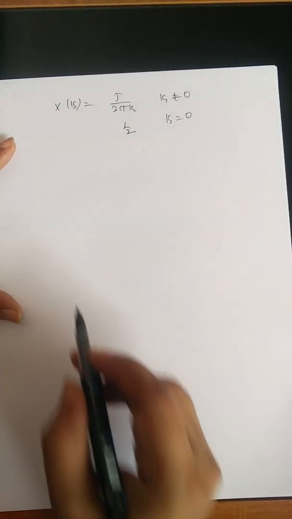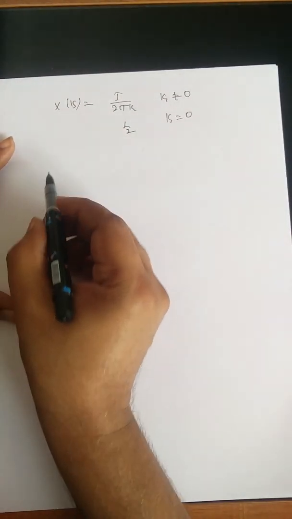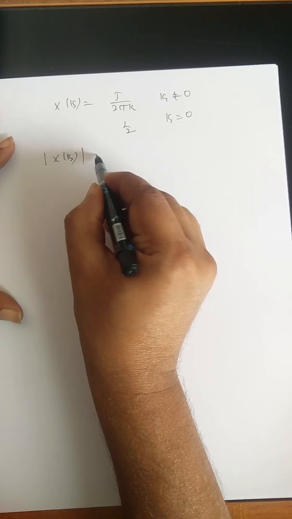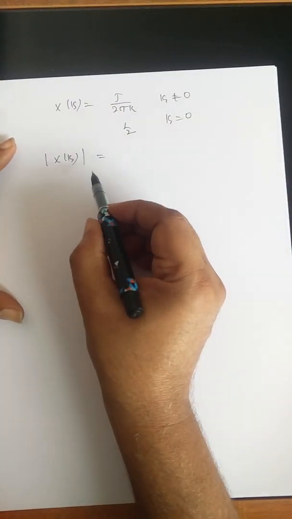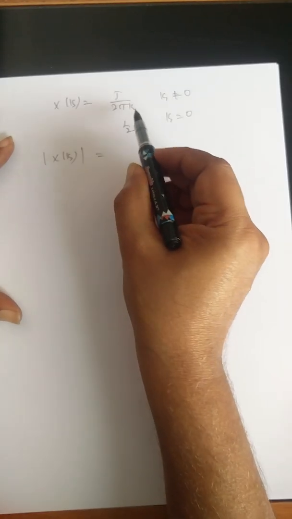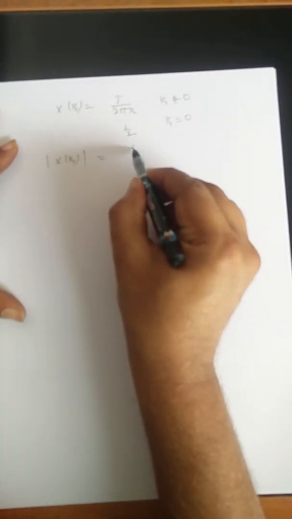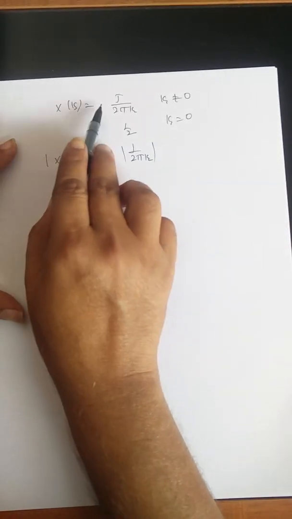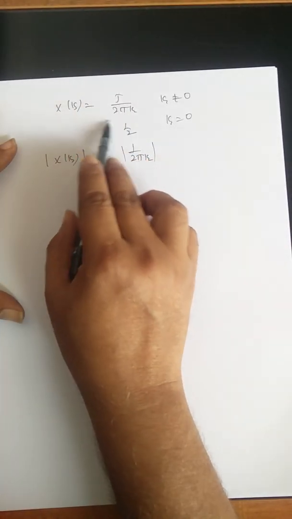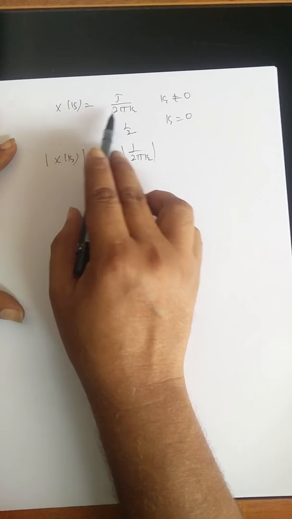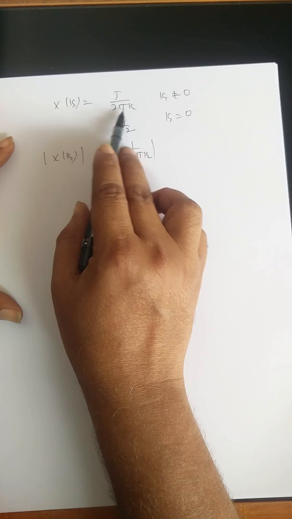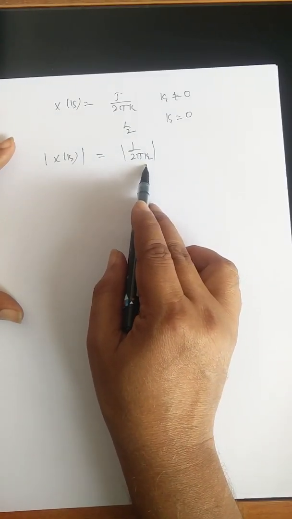Okay, what is the magnitude of this? Magnitude of x of k, when k is not equal to 0, is 1 divided by 2 pi k. Because real part is 0, you can calculate the magnitude as root of a square plus b square. Real part is 0, imaginary part is 1 divided by 2 pi k, and so you'll get its magnitude.